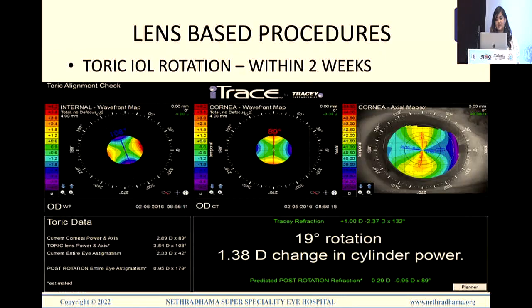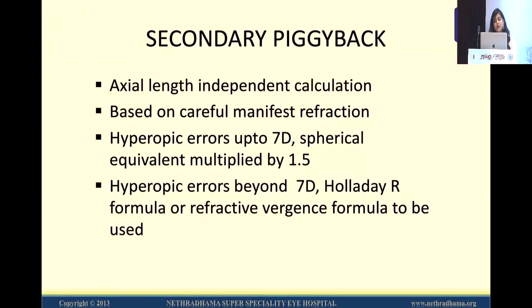Now coming to the lens-based procedures, the iTrace has a very nifty tool which tells you how much of the rotation of the toric IOL has happened. And here it tells you how much rotation and how much change in cylindrical power will occur when you rotate it by 19 degrees. So this is an easy tool. Of course, you can always check on your slit lamp itself the intended axis and see if there's a gross rotation. Now coming to secondary piggyback lenses.